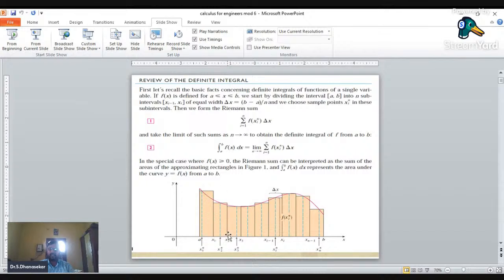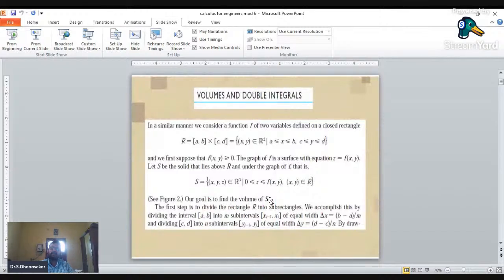So in a single integral, you are dividing the space where you are going to find it out into small stripes, right? That is, here you are finding out the area of it. Now let's come to the double integral.